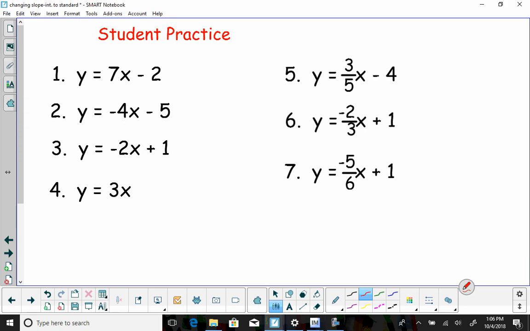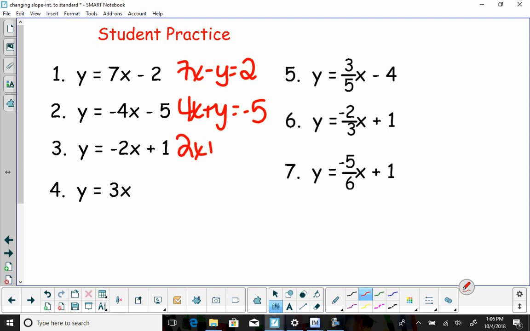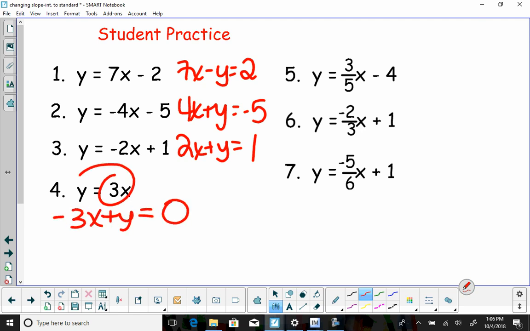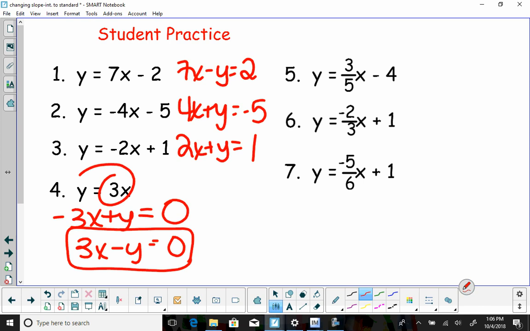All right, you should have 7x minus y equals 2. You should have 4x plus y equals negative 5. You should have 2x plus y equals 1. All right, and number 4, when you move this, it's negative. Okay, there's still got to be an equal sign, y'all, so you put a 0 on that side. So you should have 3x minus y equals 0. 0 is neither positive nor negative. There's no need to change its sign.